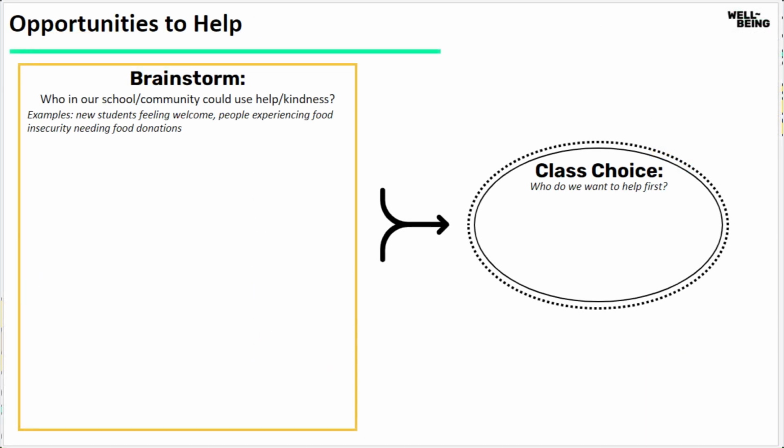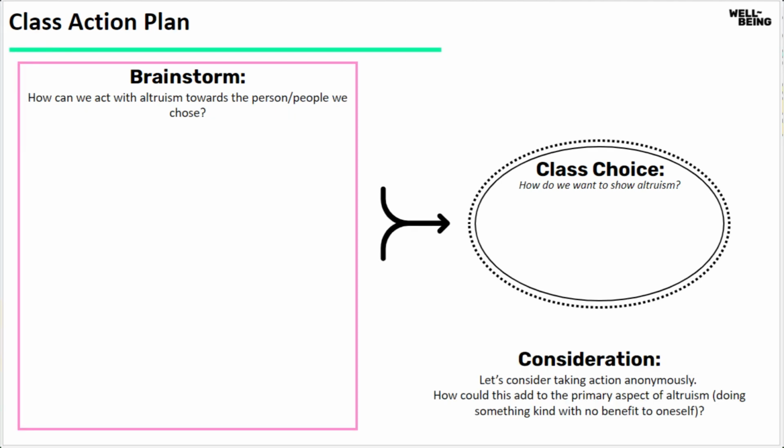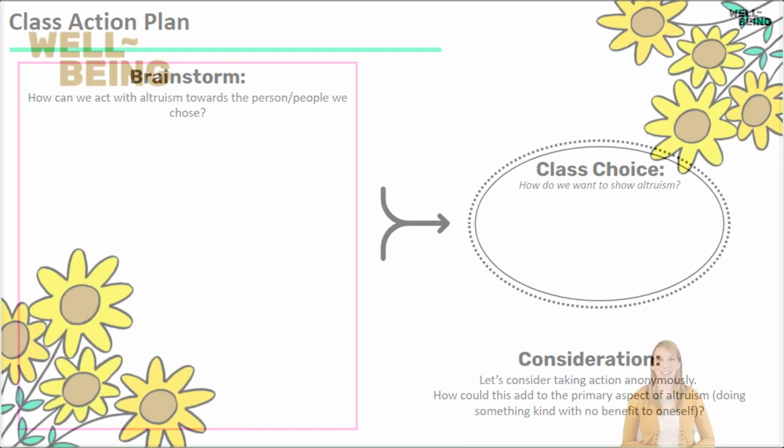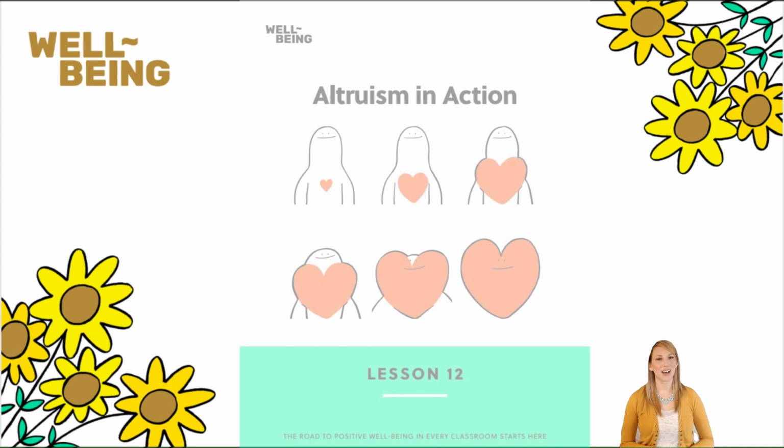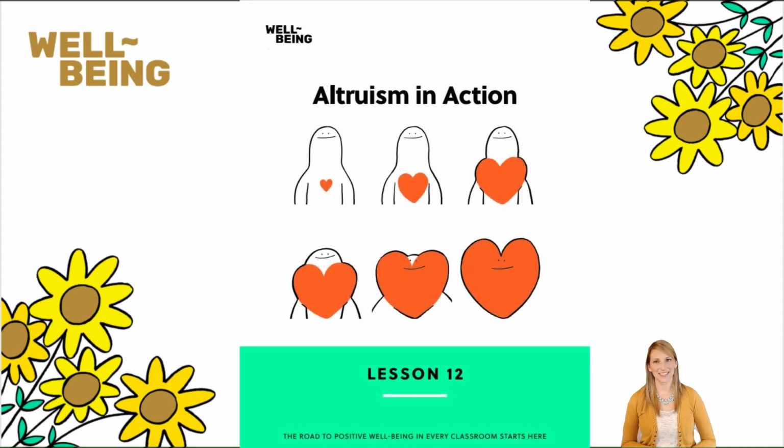In this lesson, students will brainstorm people who are in particular need of altruistic actions, such as maybe new students or people in the community experiencing food insecurity. Then the class will collaborate to decide who they would like to act with altruism for and how, so that they are ready for Lesson 12, which is called Altruism in Action.